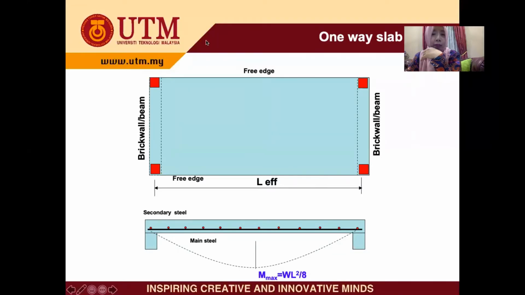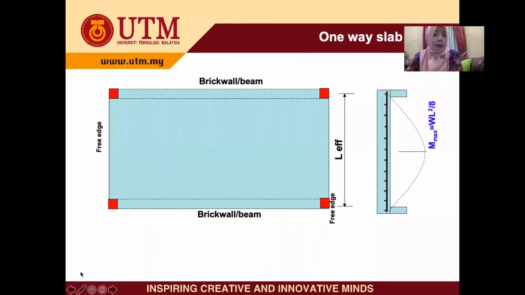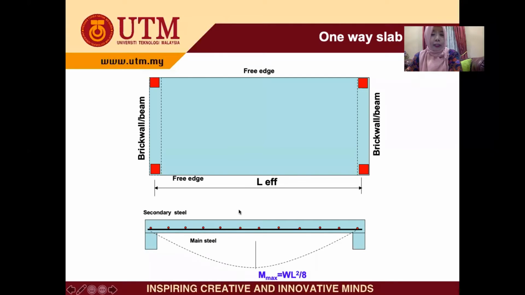Okay, so in this type of slab, it is a one-way slab, and the span is between the beams. It's supported by beam. So the L that you consider for design is the Leff here, between these two beams. Okay, so we take 1 meter width of the slab.